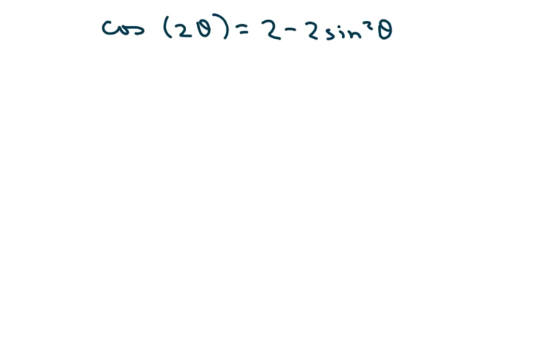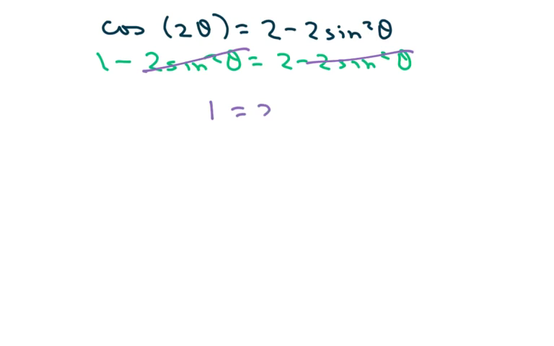Okay, here's another one. I'm going to do the same thing. I'm going to substitute with 1 minus 2 sine squared of theta. And if you notice, if you try to add 2 sine squared of theta to both sides, it goes away and you get 1 equals 2, which is not possible. Therefore, there's no real solution.